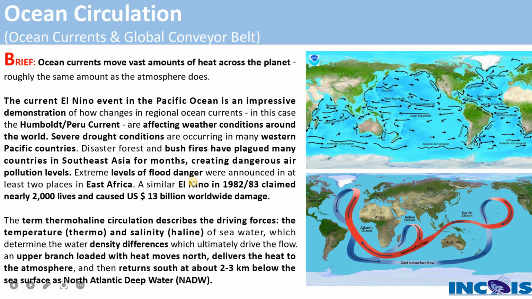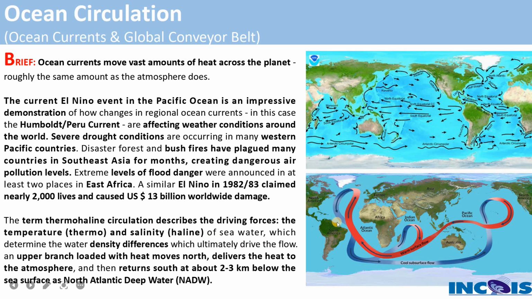A similar El Nino event happened in 1982 and 83, which claimed around 2,000 lives and caused $13 billion of worldwide damage. You can understand how changes in the ocean currents can affect both marine and atmospheric systems. It can cause droughts, fires, bushfires, heavy rainfall, all these kinds of impacts that we can see. And another, as I said, is of course the thermohaline circulation.